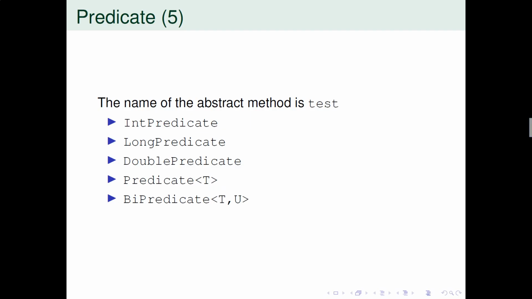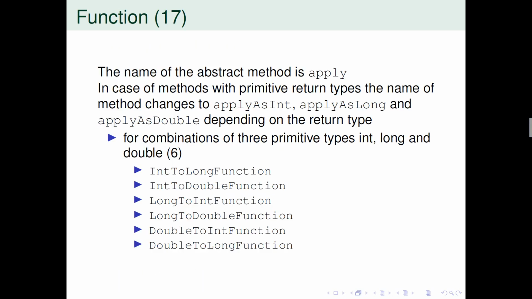After predicates, you can have a look at function. The next category would be function. The method name was test before, and now with function the name of the abstract method is apply. In the case of methods with primitive return types, the name of the method changes to applyAsInt, applyAsLong, and applyAsDouble, depending on the return type. For combinations of the three primitive types, int, long, and double, there will be six of them. I've put them in some kind of order here.